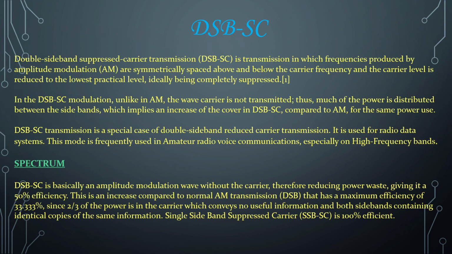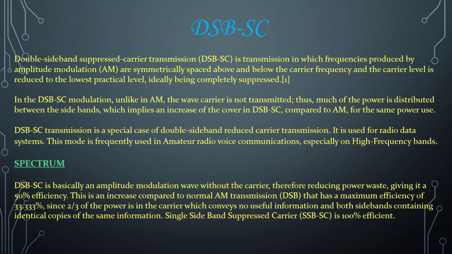In DSB-SC modulation, unlike in amplitude modulation, the carrier wave is not transmitted. Thus, much of the power is distributed between the sidebands, which implies an increase in coverage in DSB-SC compared to amplitude modulation for the same power use. DSB-SC transmission is a special case of double sideband reduced carrier transmission. It is used for radio data spectrum. This mode is frequently used in amateur radio voice communications, especially on high frequency bands.